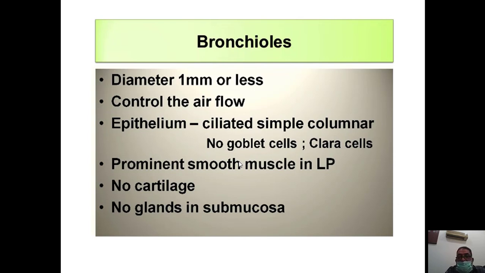Again, the important cell, the Clara cell, starts appearing in this epithelium. Prominent smooth muscle in the lamina propria is an important feature, because this will regulate the lumen of the bronchiole for the inflow of air. No cartilage, no gland. This is again the change, but the prominent feature is the ciliated columnar epithelium with Clara cells. Smooth muscles are prominent, no cartilage, no gland.